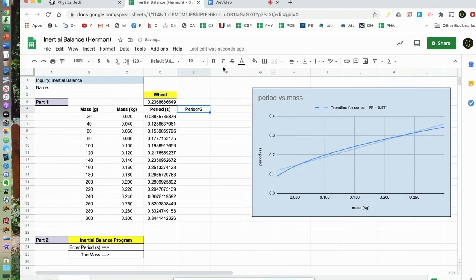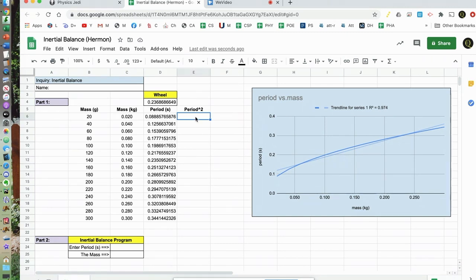Make that look nice. I'll center it and bold it. Okay, period squared. So I'm going to square this entire column, and then I'm going to regraph mass versus the period squared to see if that indeed was the relationship. Because if it is the relationship, it'll actually be a linear line. We graph the two variables at first to see if we recognize the graph, and if we think we do, then we graph what we think that relationship was, and it should be linear.